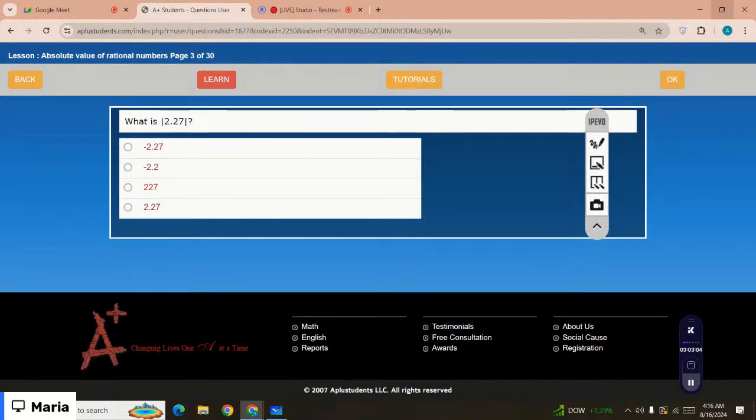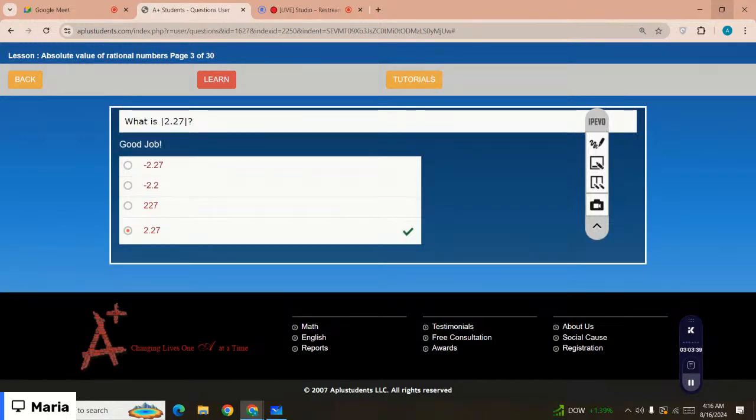What is the absolute value of 2.27? So which is the correct option? The correct option is 2.27. That is already a positive value, so 2.27 is the correct option.